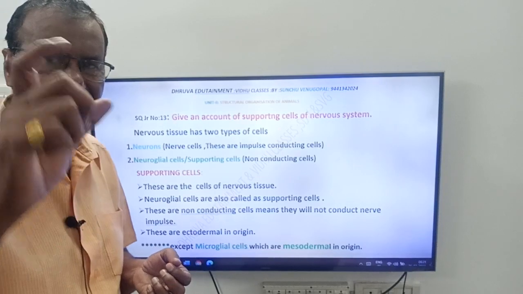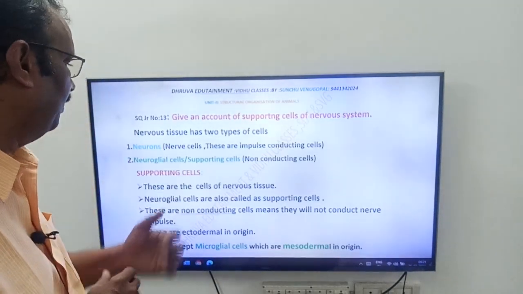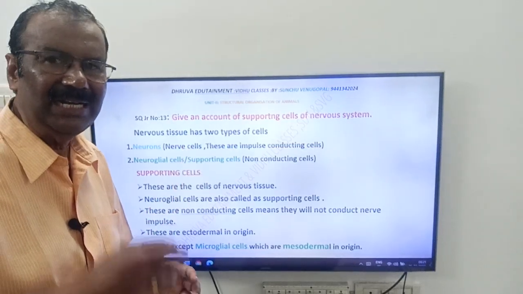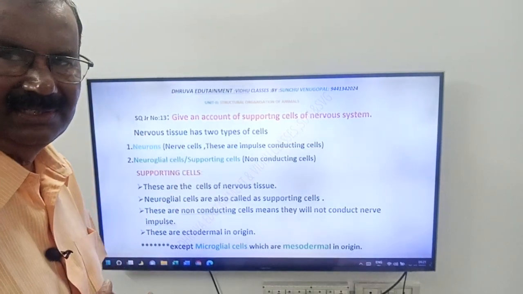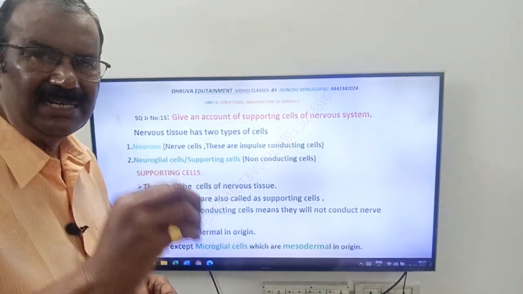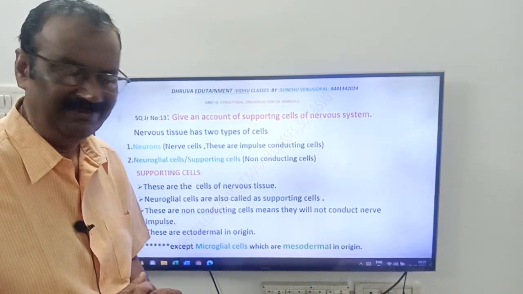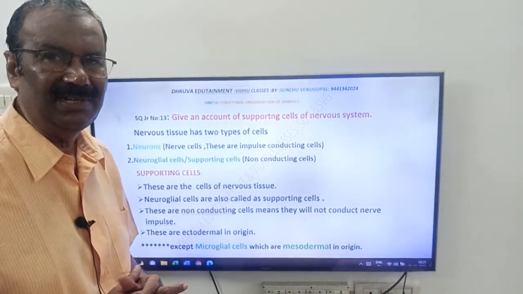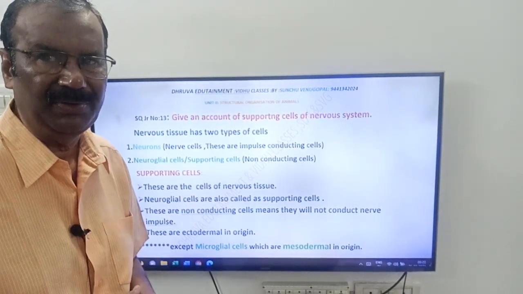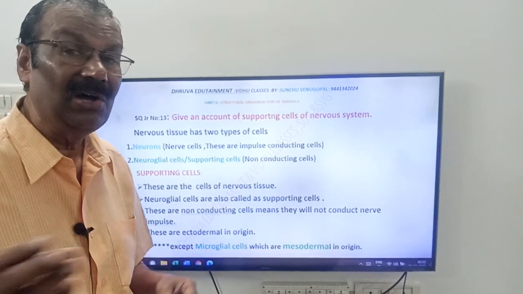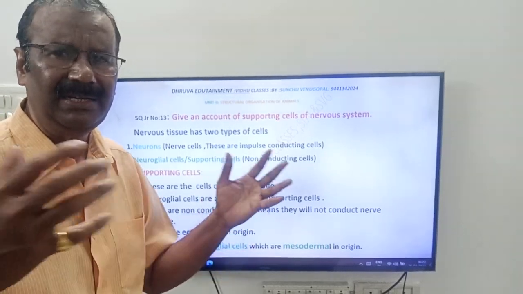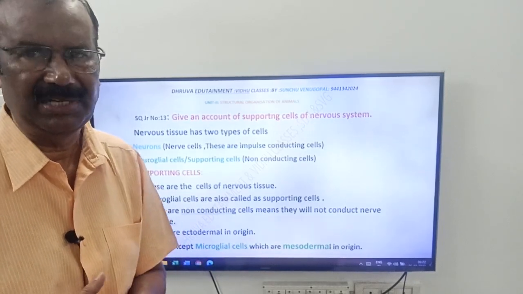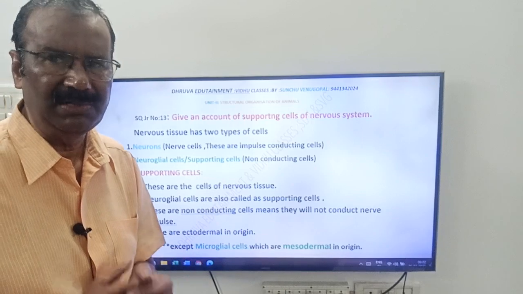Okay friends, now come to our answer. Nervous tissue has two types of cells. Number one, neurons, you may call them nerve cells. These are impulse conducting cells. Nerve impulse is conducted by the nerve cells only. Whereas the second type, neuroglial cells, are supporting cells. This is our topic, friends. They are non-conducting cells, and they play an important role. We'll see one by one the functions of each and every supporting cell. There are so many types of supporting cells.